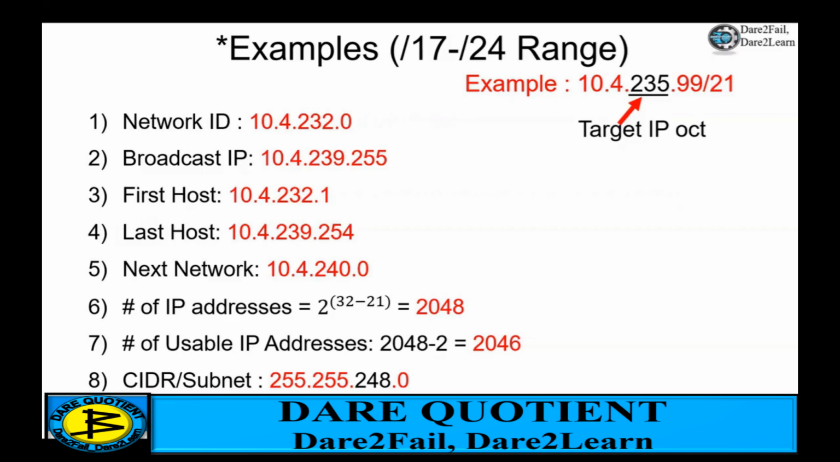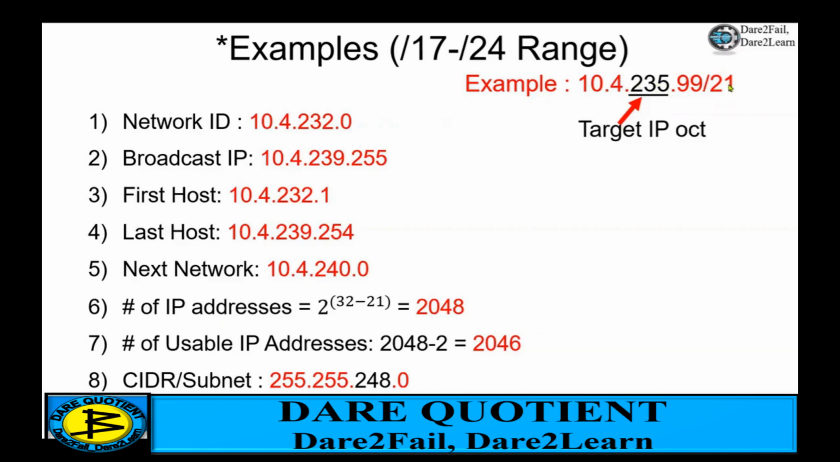Your network ID will be the address before your target IP, so you get 10.4.232.0. And your next network is 10.4.240.0. Remember, we're dealing in the third octet.